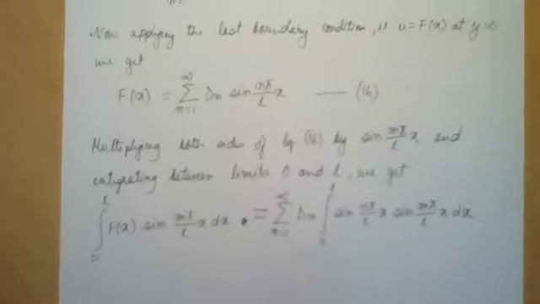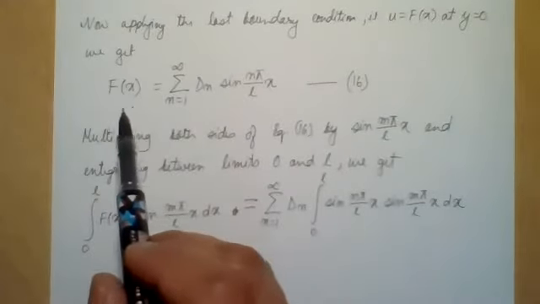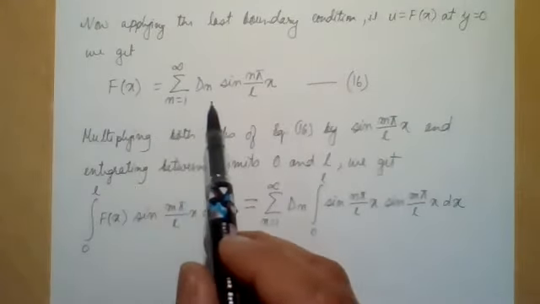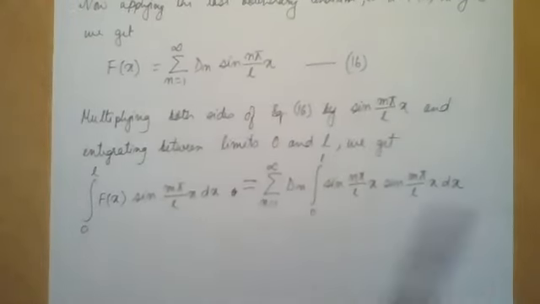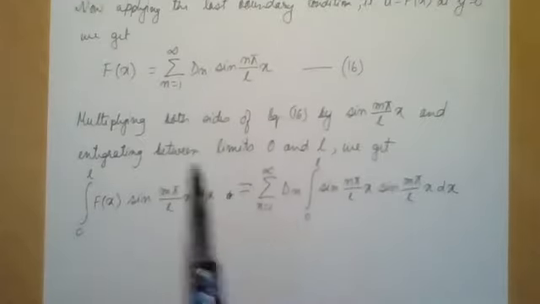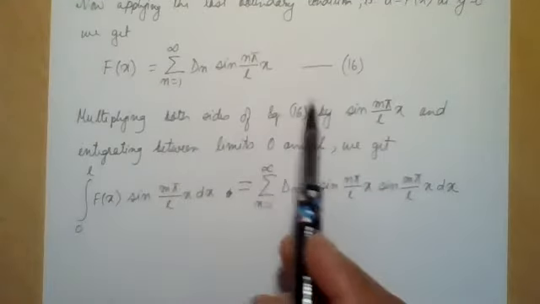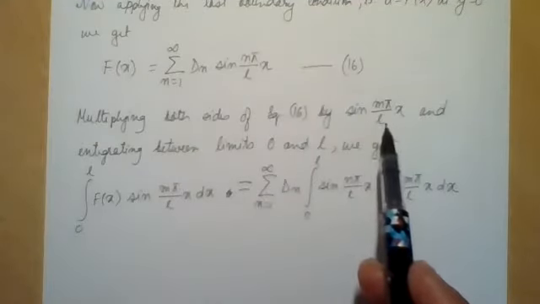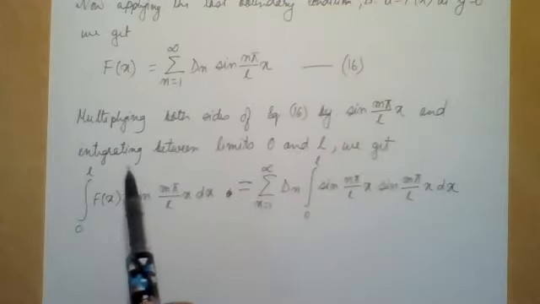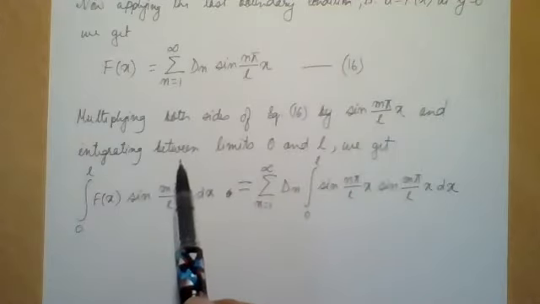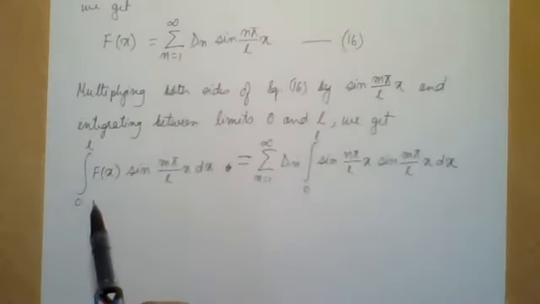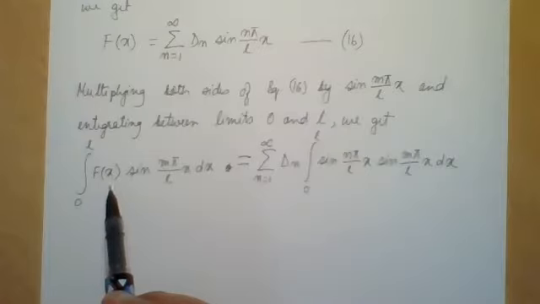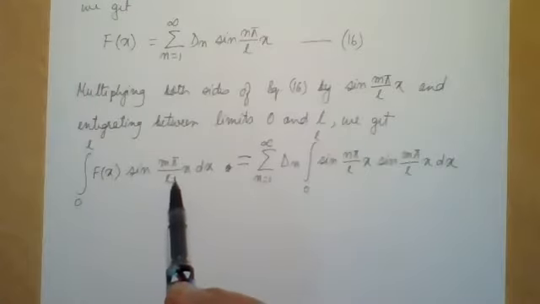So what have we done here? We have obtained f(x) equal to summation of d_n sin(n pi x by L). And to solve for d_n, what have we done? We have multiplied both sides of this equation by sin(m pi x by L), and then we integrated the term between limits from 0 to L, and we have obtained this expression: integral 0 to L f(x) sin(m pi x by L) dx.